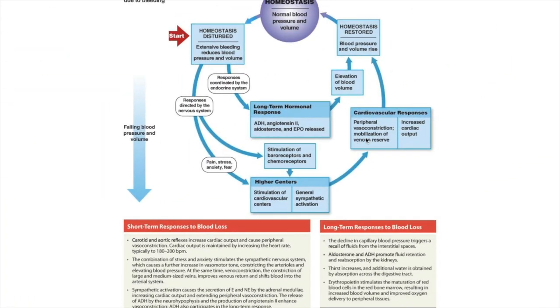Okay, the short-term responses to blood loss include increasing cardiac output, and so here we've reduced blood volume. We're going to increase cardiac output and constrict blood vessels to increase the blood pressure. The long-term response involves hormones that will increase the blood volume by either reabsorbing water or producing new blood cells. So that's going to increase our blood volume.